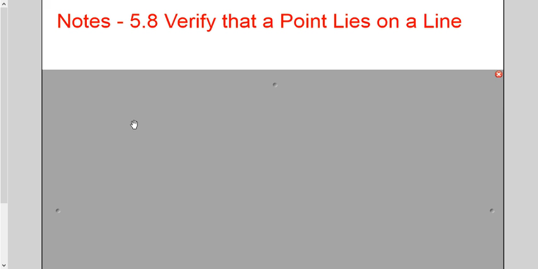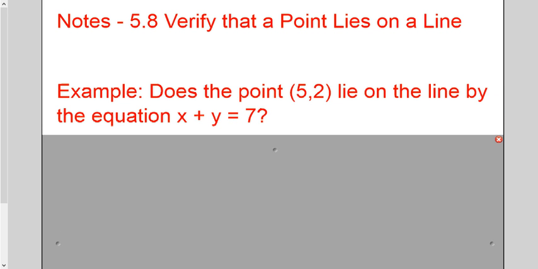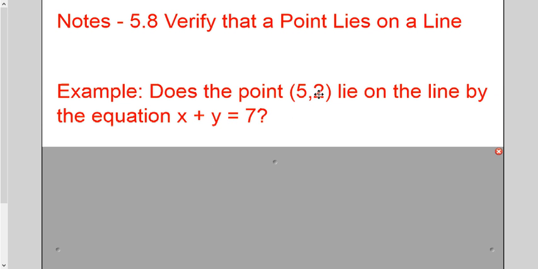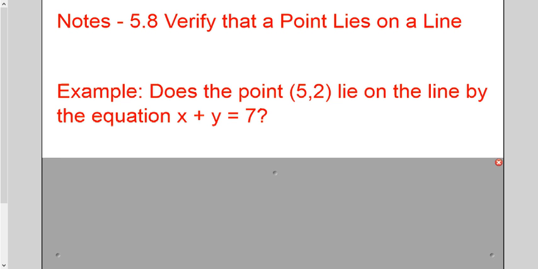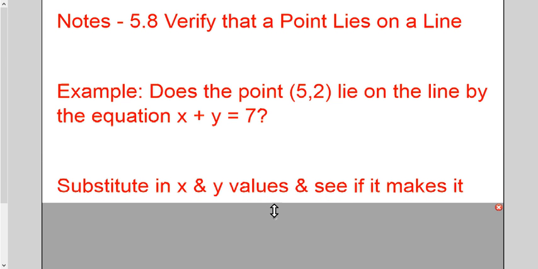Okay, how can we verify if a point is actually on a line, especially if we don't have graph paper to graph it out and see? For example, does the point (5, 2) actually land on this line that's represented by the equation x + y = 7? Well, what you do is you substitute in the x and y values.